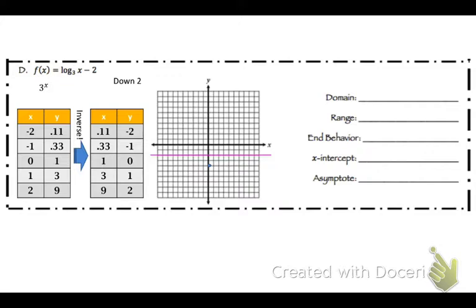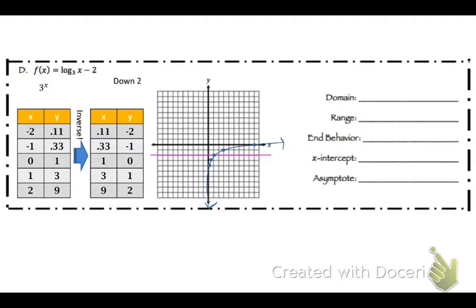Okay, and then let's graph this. So at 0.11, I go down to -2, and I'm graphing this off my new axis. At 0.33, I go down to -1. 1, I go to 0. 3, I go to 1. 9, I go to 2. And then that's my graph right there.